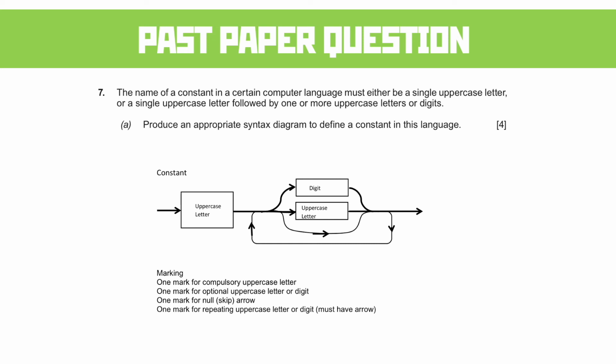Where do the marks come from there? So 1 mark for the compulsory uppercase letter, that's the first box. 1 mark for optional uppercase letters or digits. 1 mark for nothing or a skip arrow, and 1 mark for repeating the uppercase letter. So there must be an arrow looping back there to go back, and those arrows are important to show the direction in which you can travel.